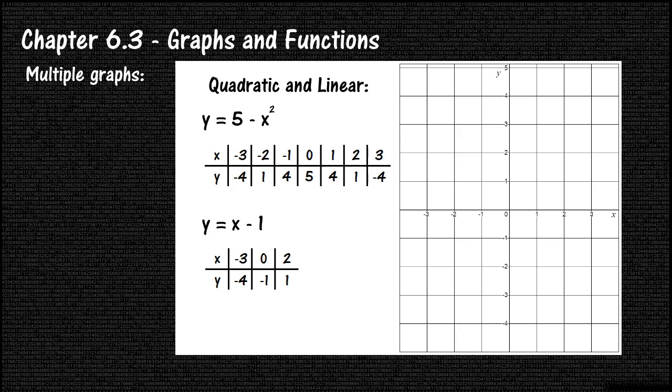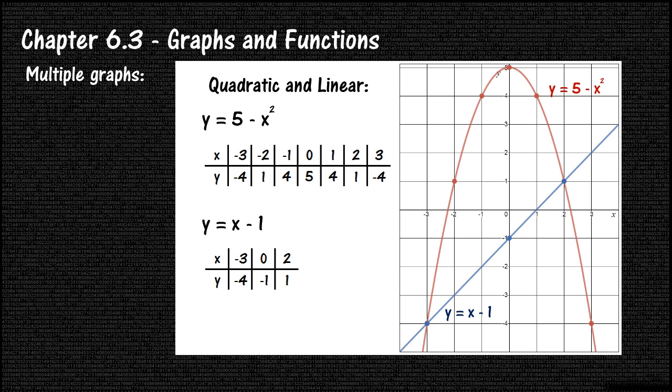First we plot the 7 points from the quadratic table. Minus 3, minus 4; minus 2, 1; all the way to 3, minus 4. Then we can draw the parabola through these points. Then we plot the points from our linear table: minus 3, minus 4; 0, minus 1; and 2, 1. This graph will become a straight line. To finish it off, we write the formulas next to each graph. And that's how you draw two graphs in one coordinate plane.